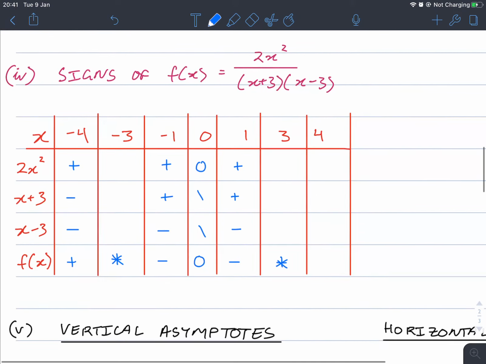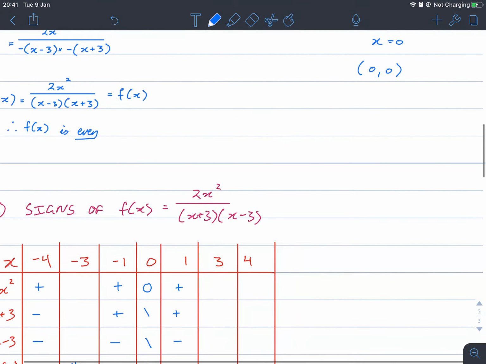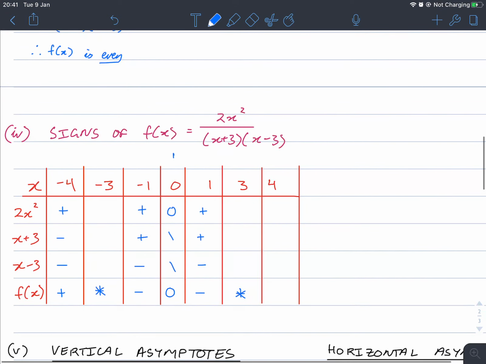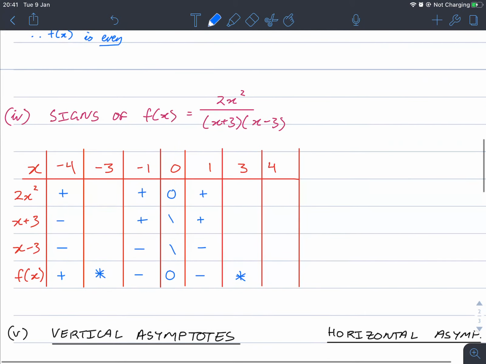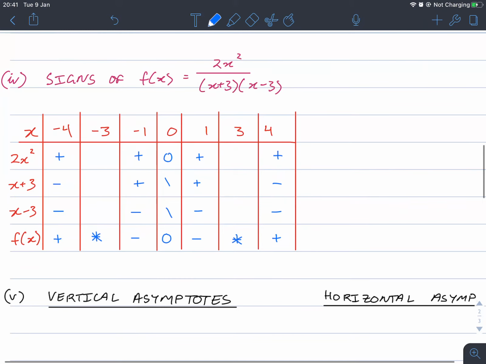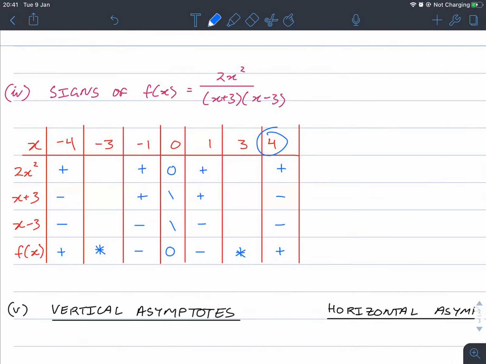Now, because we know f of x is even, you can see that there's a symmetry already forming about the 0, at the y-axis. So without even testing, I already know this is going to be positive, that's going to be negative, that's also going to be negative, which will give me a positive on the other side because it is symmetrical about the y-axis.